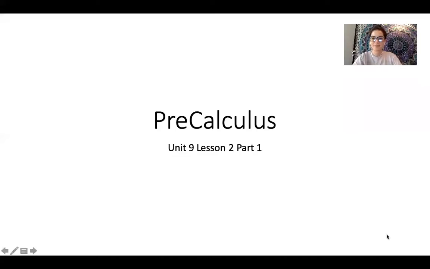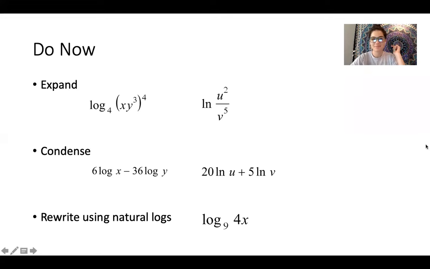Today we're going to get started on Unit 9, Lesson 2. Let's go. All right, so Unit 9, Lesson 2, Part 1. So I've got a do now up here. I would love for you to pause it and attempt these 1, 2, 3, 4, 5 different problems. When you're ready, resume it and I'll put the answers up.